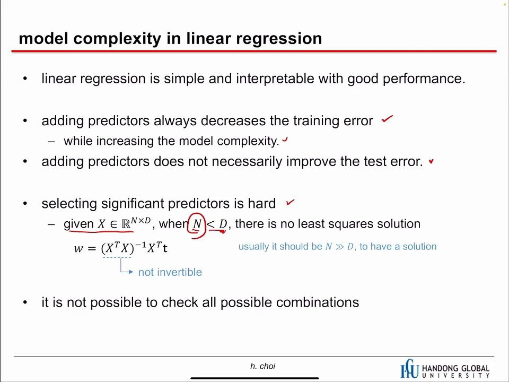Okay, so when n is smaller than d, then we cannot get W because this one is not invertible. Okay. It's not possible to check all possible combinations. If we can check all the possible combinations, then we can select a few features. Okay, so then we can decrease the D.